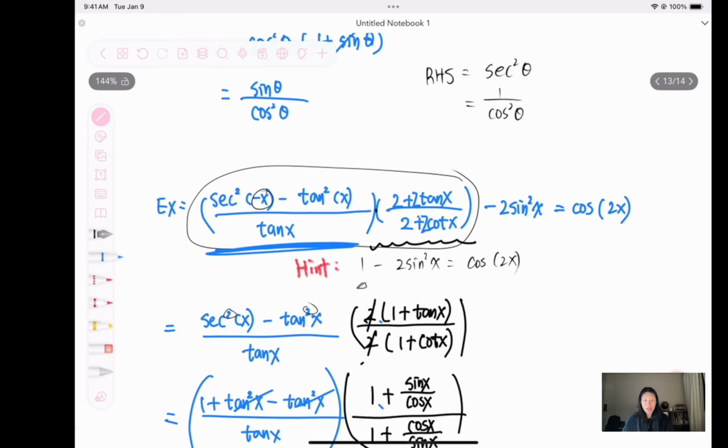We just proved that. Again, you can use GeoGebra to check the answer. See if these are equal. The left-hand side equals the right-hand side.